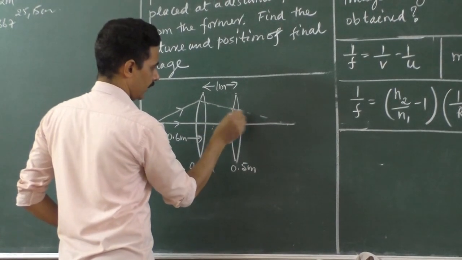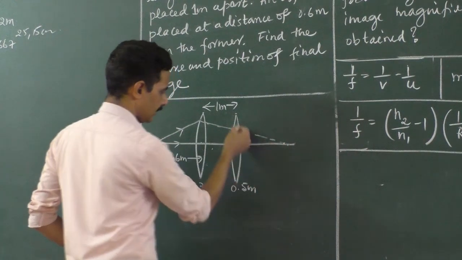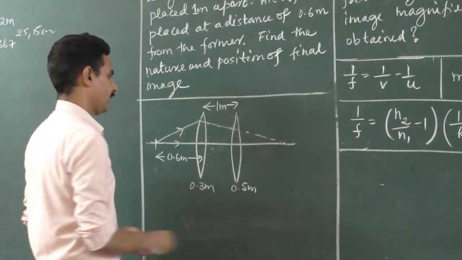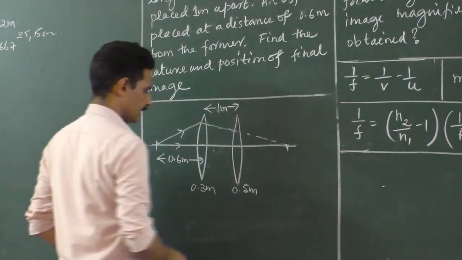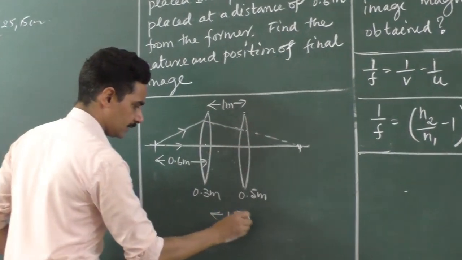Like this, and of course like this. First lens forms the image here. You remove the second lens, first lens forms the image here. Say it is at 1.5 meter like this. This is only my guess, right?